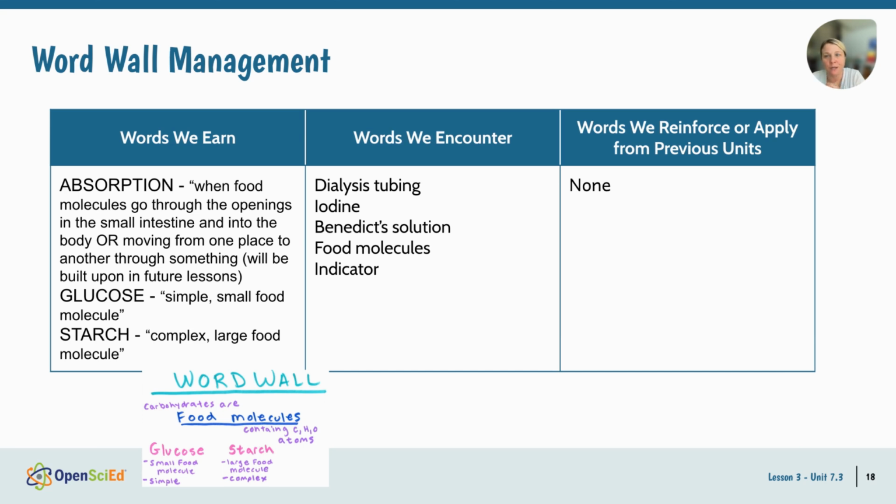In terms of word wall management, you're adding at least 3 words to your wall today, that being absorption, glucose, and starch. But there are other words that we encounter, like dialysis tubing, iodine, Benedict solution, food molecules indicator. You may wish to choose these, or your students may want to choose these to add to your word wall as well. That's up to you guys in your class.